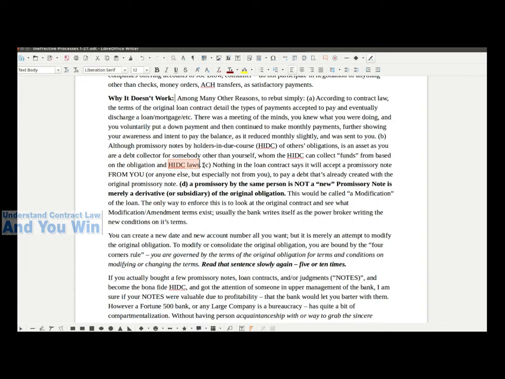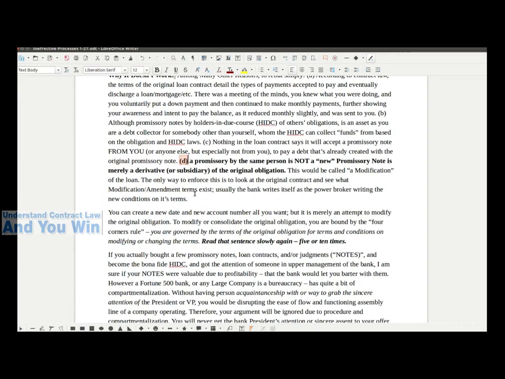Point C. Nothing in the loan contract that you sign says it will accept a new promissory note from you, or from anyone else, but especially not from you. They're going to keep the status and validity of the original promissory note. They're not going to accept a substituted promissory note. Nothing in the mortgage contract that I just pulled up says, oh yeah, we'll accept a new promissory note with new terms and conditions that you just unilaterally send to us. It doesn't say that. Nothing in the loan contract says that the mortgage company will accept a promissory note from you or anyone else, but especially not from you, to pay a debt that's already been created with the original promissory note.